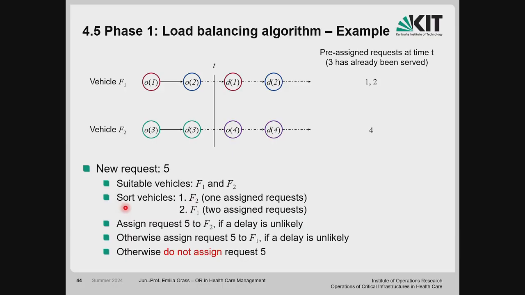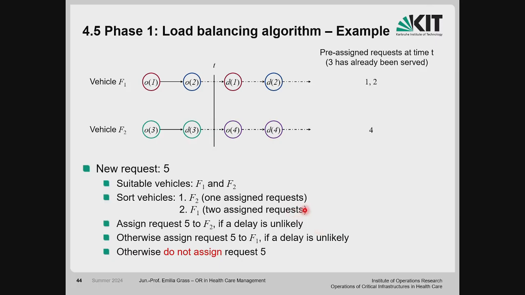We sort the vehicles according to the load. So the second vehicle has only 1 assigned request, and the first one 2 assigned requests. Okay, so we sort that, and then we can assign request 5 to F2, because we only have 1 request here, and a delay is unlikely. We always have to check also the other constraints, if the capacity is enough and so on.